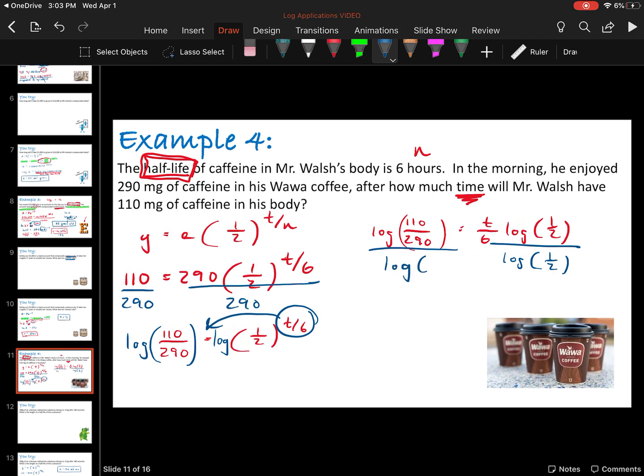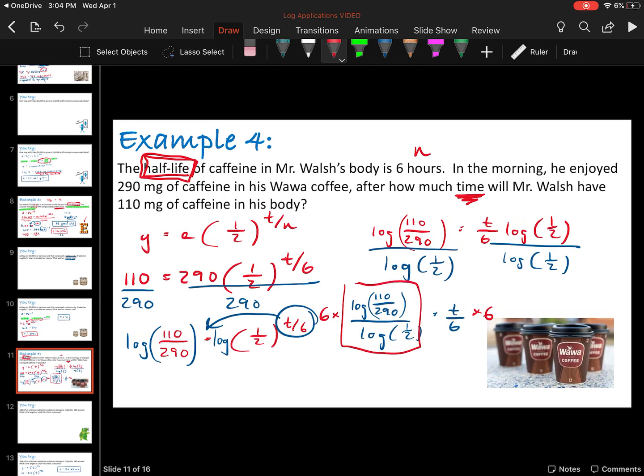Now you're typing this into your calculator. Once you have that, you're going to have log of 110 over 290. If you want to get a decimal answer at this point, you can. Over log of 1/2 equals T over 6. Multiply both sides by 6 to isolate that T. So whatever you get right here, multiply it by 6, and you should come out to get, once you type in your calculator, just make sure you're getting the same thing as me, 8.391 hours. Okay, so the process of solving these is the same. If you wanted to get a decimal earlier, you can. Just make sure you're not rounding too early.